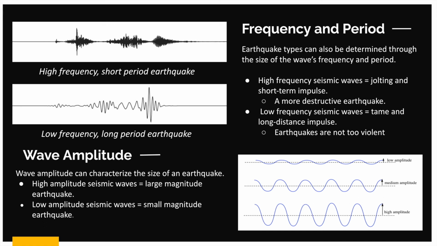Wave amplitudes can also characterize the size of an earthquake. High amplitude waves indicate larger magnitude earthquakes, and low amplitude waves indicate a small magnitude one.